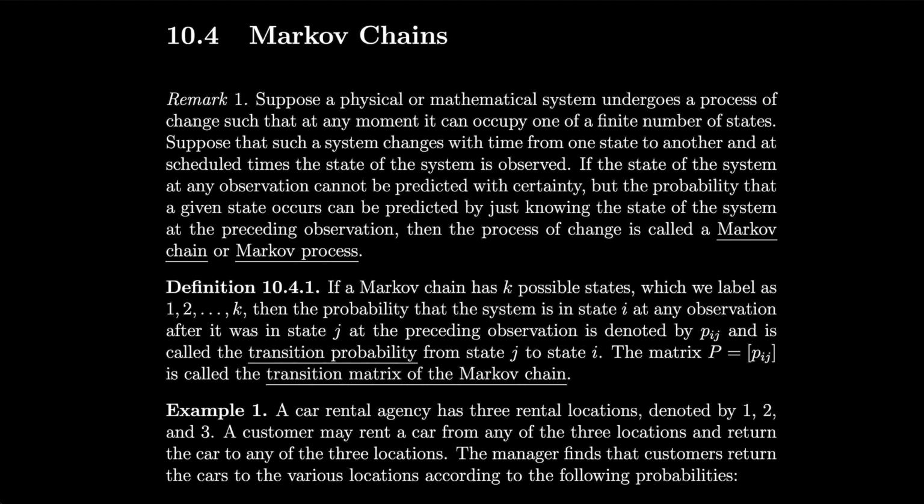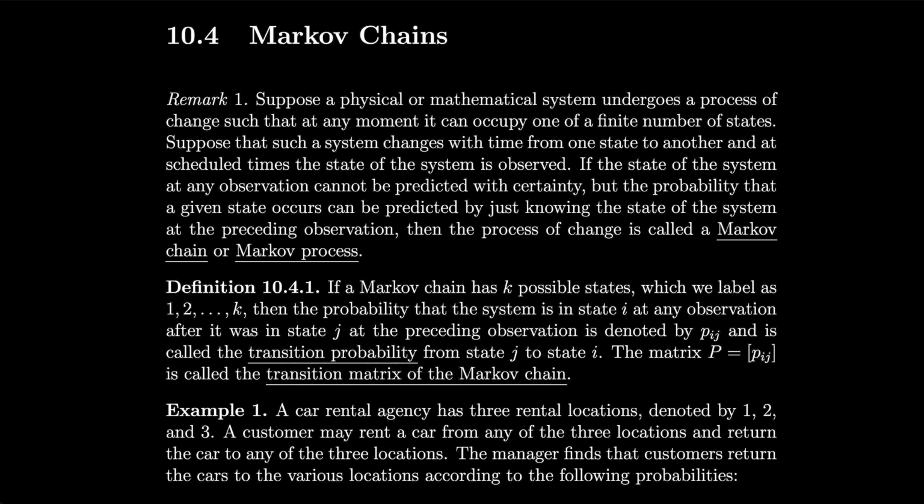Section 10.4, Markov chains. Suppose a physical or mathematical system undergoes a process of change such that at any moment it can occupy one of a finite number of states. Suppose that such a system changes with time from one state to another, and at scheduled times the state of the system is observed. If the state of the system at any observation cannot be predicted with certainty, but the probability that a given state occurs can be predicted just by knowing the state of the system at the preceding observation, then the process of change is called a Markov chain or Markov process.